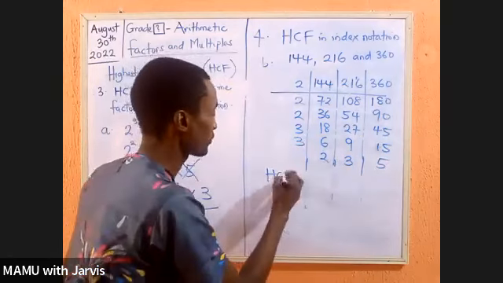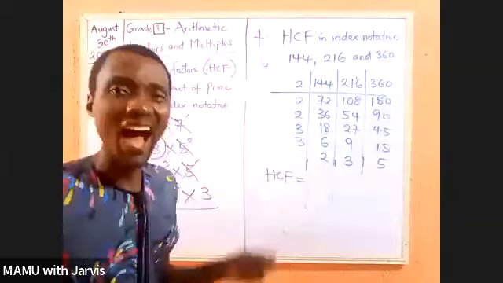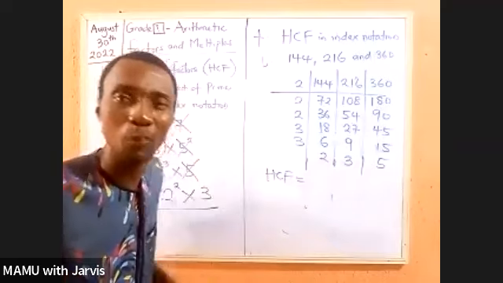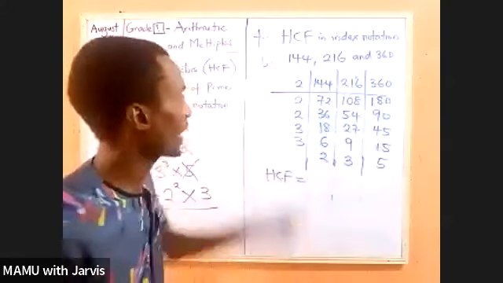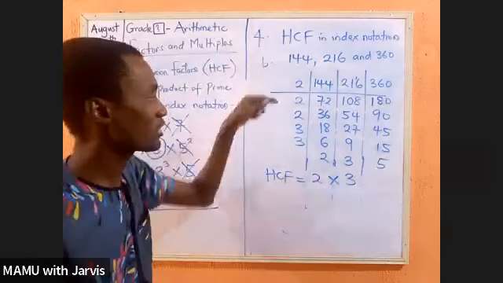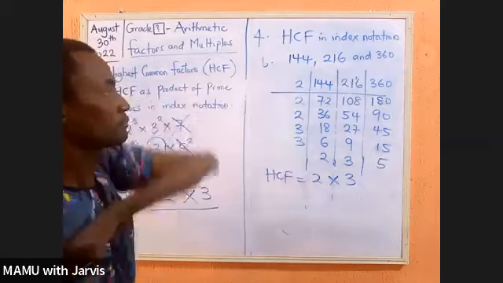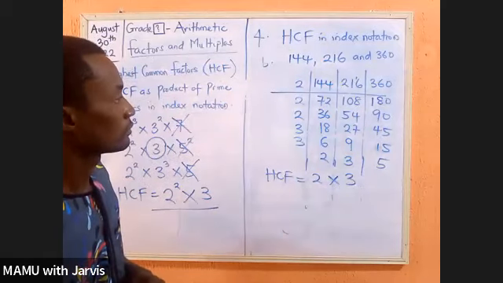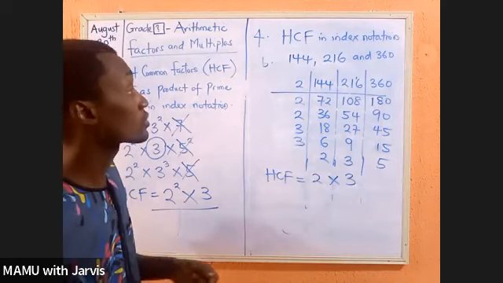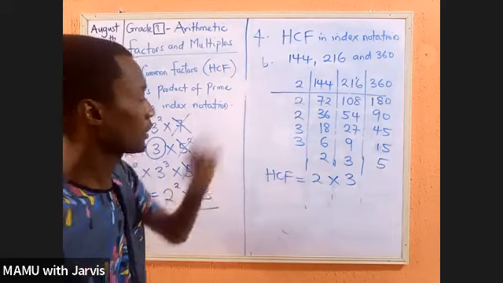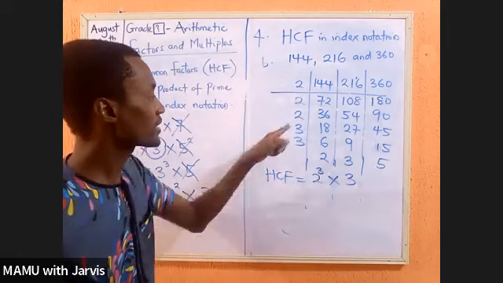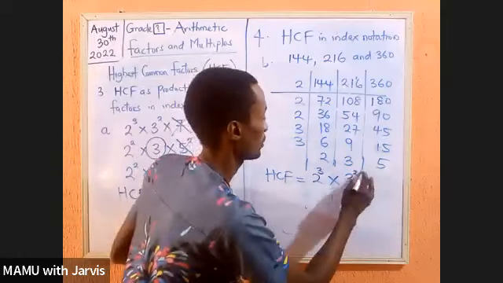So what's the HCF? We should express it as a product of prime factors in index form. So don't waste your time. Look at the numbers you can see. I can see 2 and 3. So I'll just say 2 times 3. I count how many 2s I can see: 1, 2, 3. How many 3s can I see? 1, 2. So that will be the final answer.